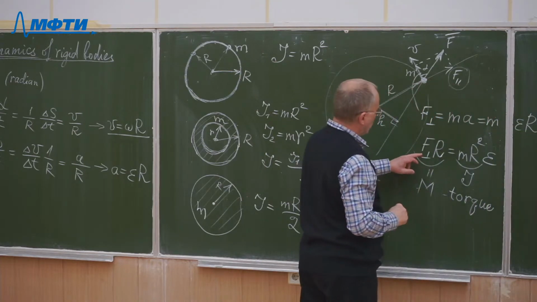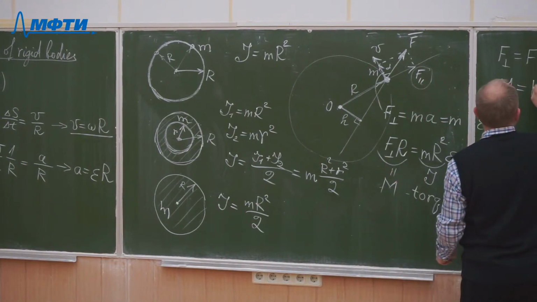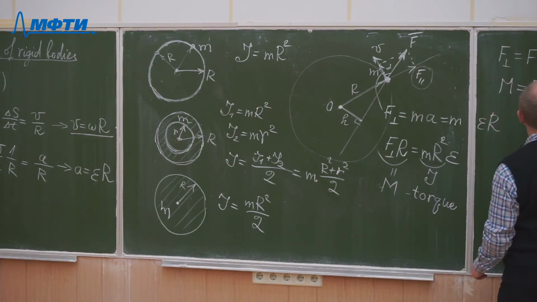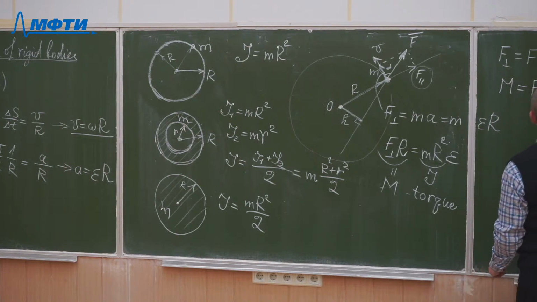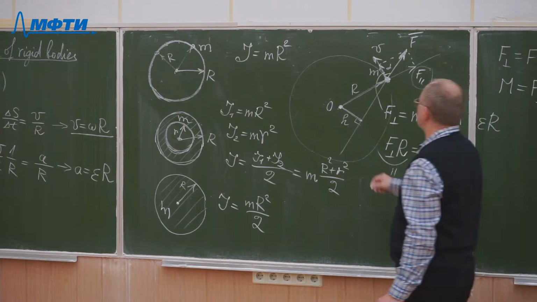And so the torque, which is by definition equal to a perpendicular component times radius, and we use this equation for perpendicular force, so it will be F times r cosine alpha. And what is r cosine alpha? This is r, and angle alpha is here.